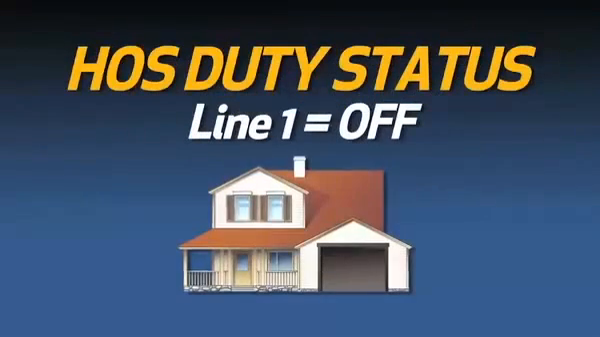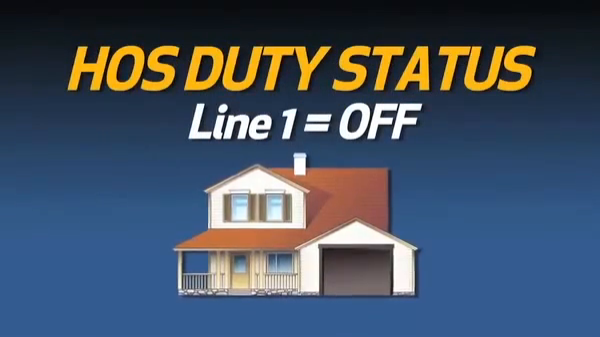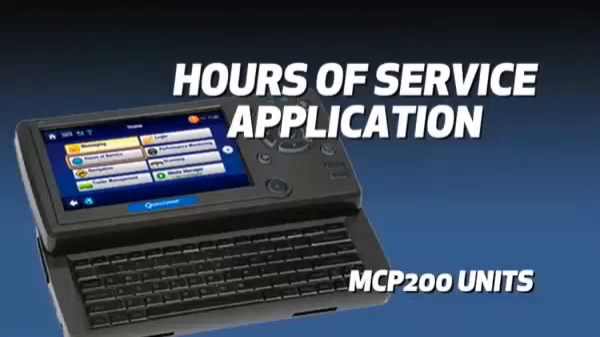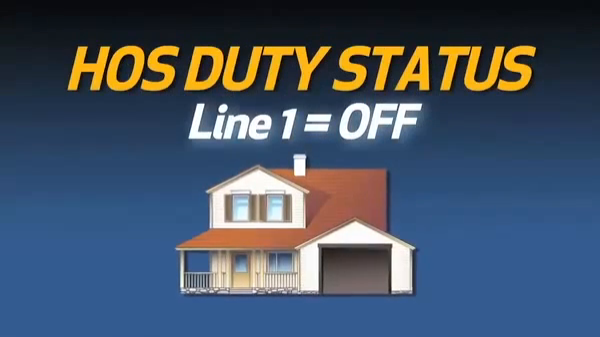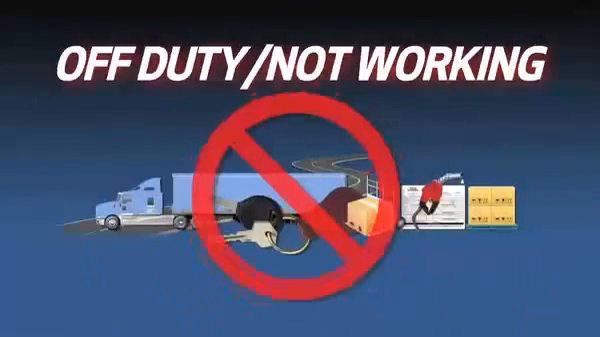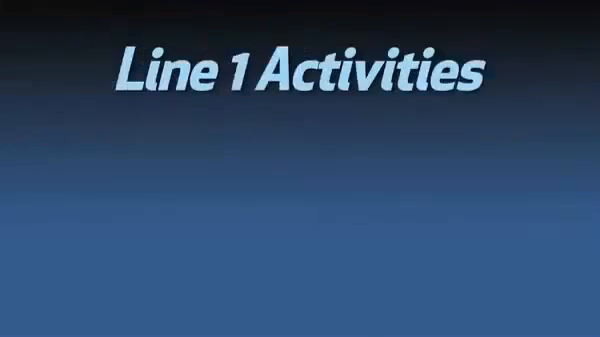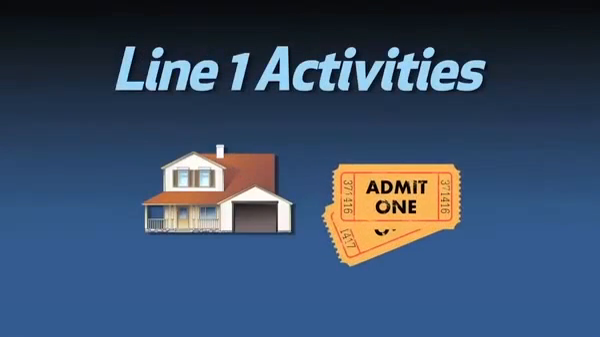Line 1 equals off-duty, not driving. In the Hours of Service application on your MCP 200, Line 1 is referred to as off. It consists of all time spent off-duty, not working. Examples include home time or seeing a movie.